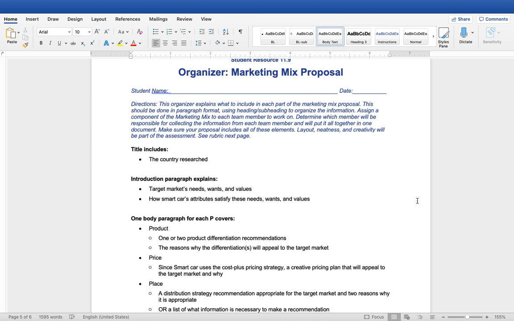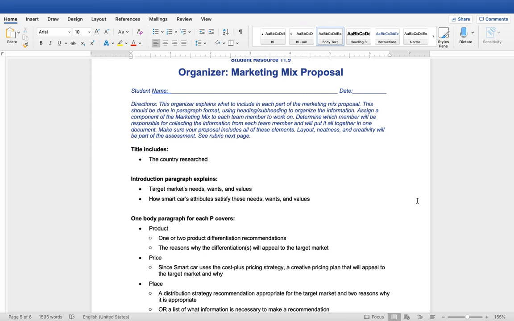So again, you're going to put it in report format. My recommendation to you, look for a report template on Microsoft Word. There are plenty of report templates available on Word. They all look very professional, very well put together and organized.